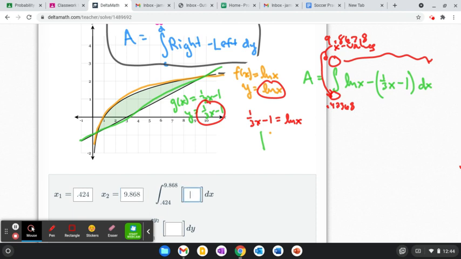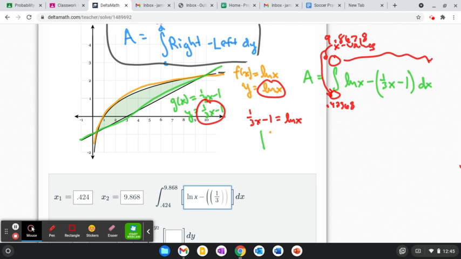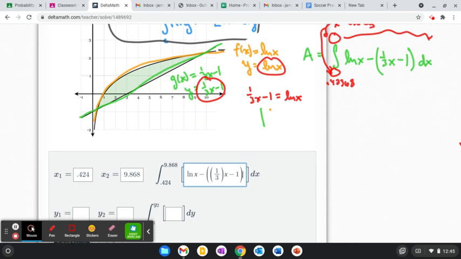And then for my integral, I'm just going to type in ln x minus 1/3. You can distribute that through if you want to, but I think it should work fine if you just put all your parentheses: 1/3, close that, x minus 1, and that should be good. I already got our dx there. Okay, so we got our x part covered.